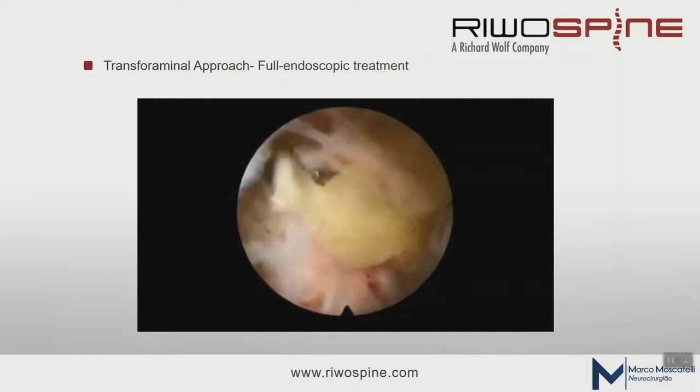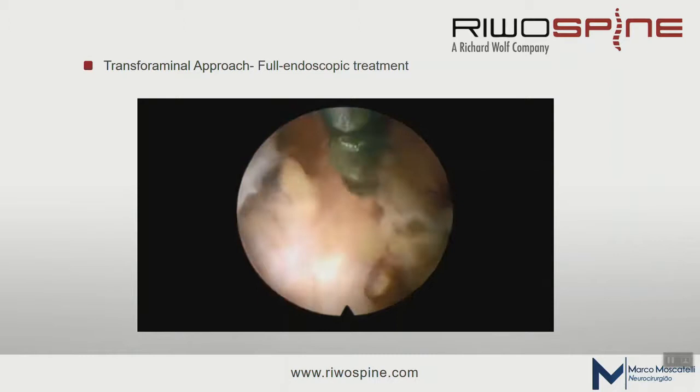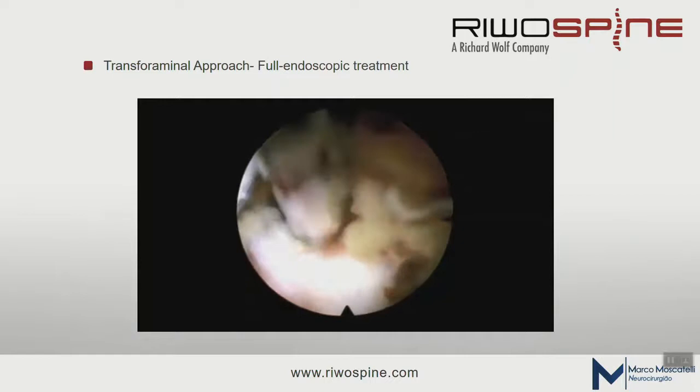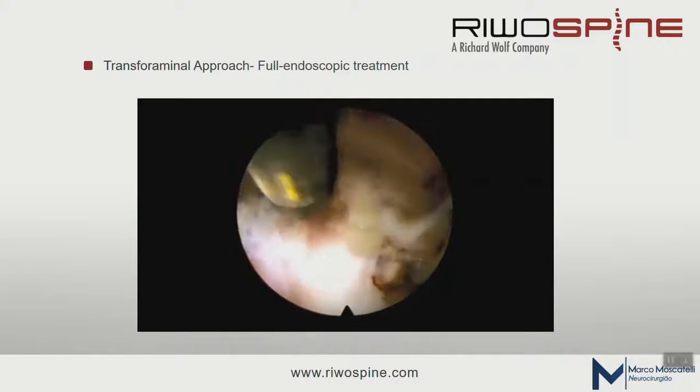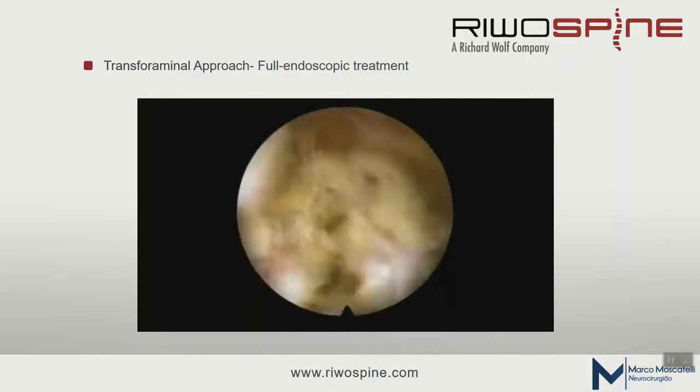I burn a little bit more the veins, remove more free fragments around the root. A little bit more nucleoplasty to find and burn the free fragments inside the disc for reducing the recidives. I have more recidives in the transforaminal approach than the interlaminar approach. I don't know why, but now we can see the free roots.